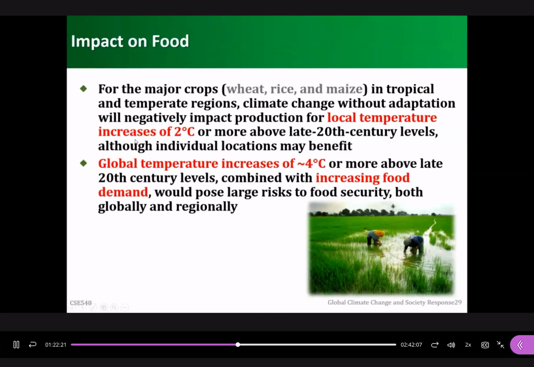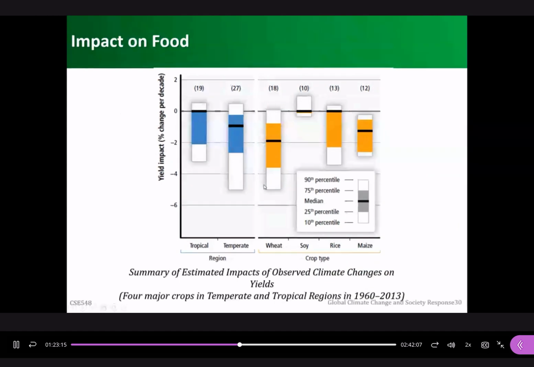So we can see if the temperature increases 2 degrees Celsius or higher, the major crops such as wheat, rice, and maize in tropical and temperate regions, the production will be reduced because of temperature increase. And if the temperature increases up to 4 degrees Celsius, there will be large risks to food security, both globally and regionally. This talks about the future, the long-term effect if the temperature is really up to 3 degrees Celsius or 4 degrees Celsius. So we can think this is the prediction about the future.